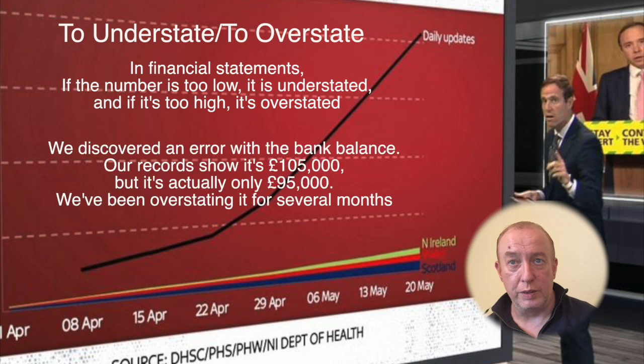For example, we discovered an error with the bank balance. Our records show it's £105,000, but actually it's only £95,000. We've been overstating it for several months. What bad news.